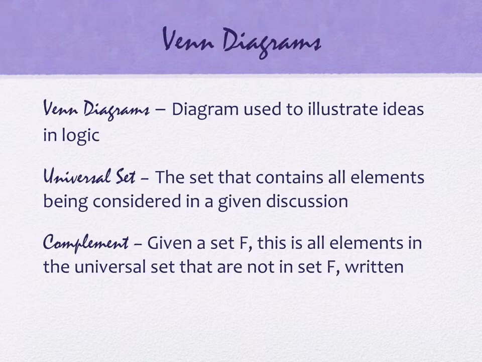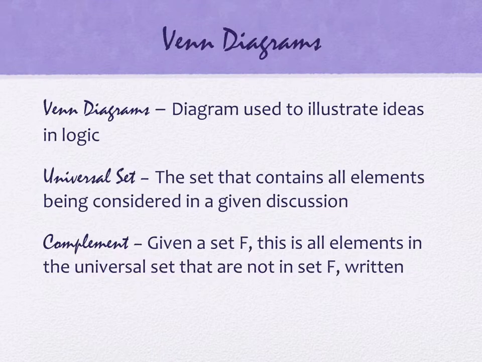A universal set is a set that contains all elements being considered in a discussion. So a universal set is usually something that's broad, right? So like if I was talking about a universal set related to OBU, I might be talking about all of the women in OBU. Or I might be talking about all of the students at OBU. Okay, it is usually a broad description of something.